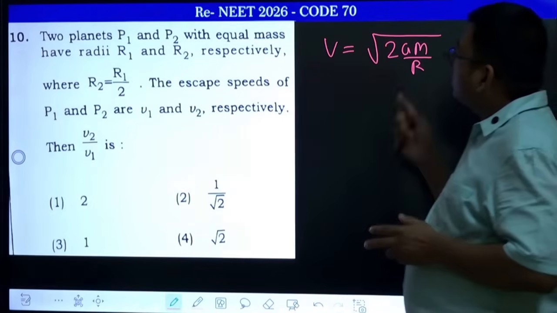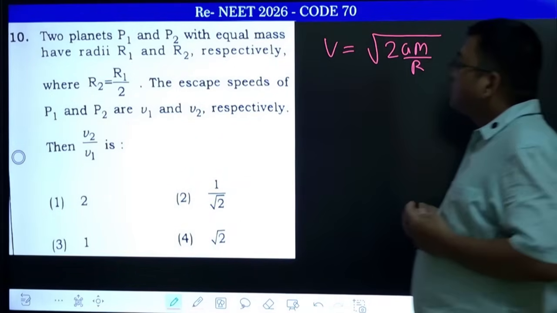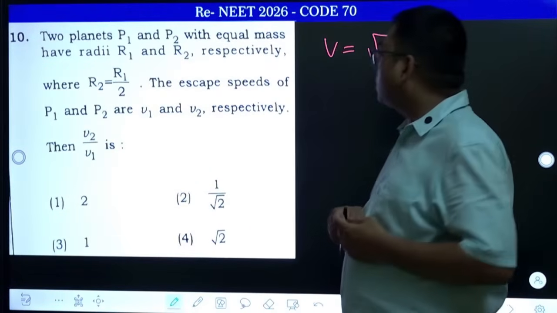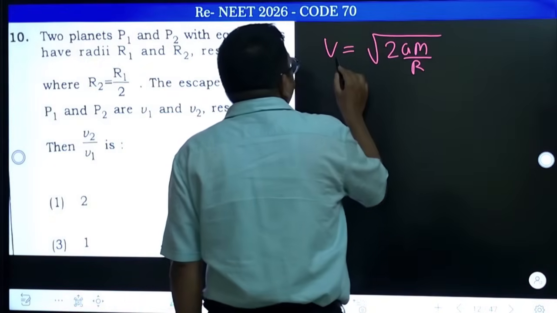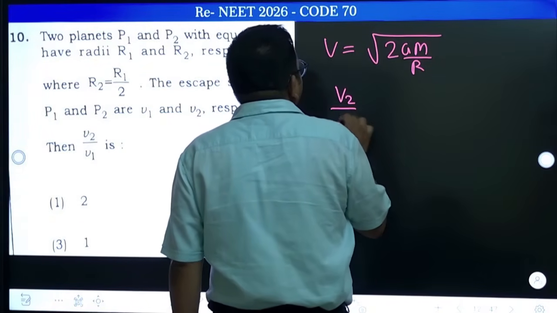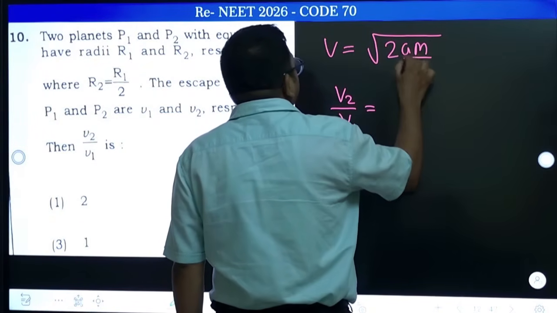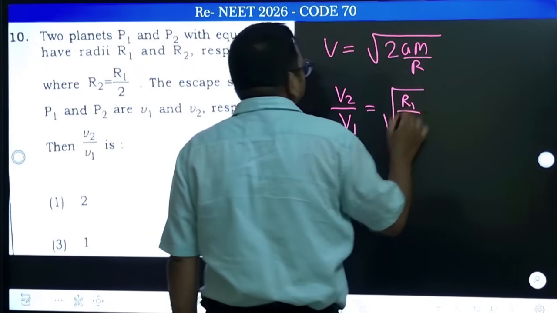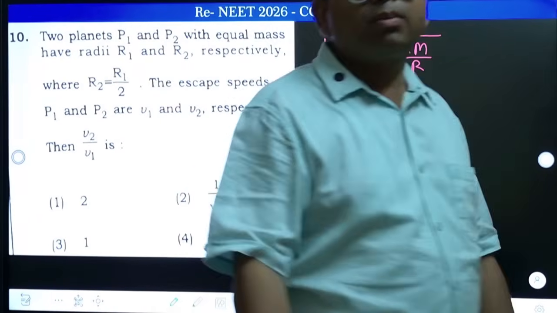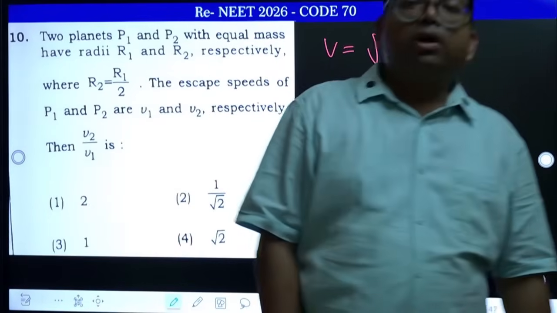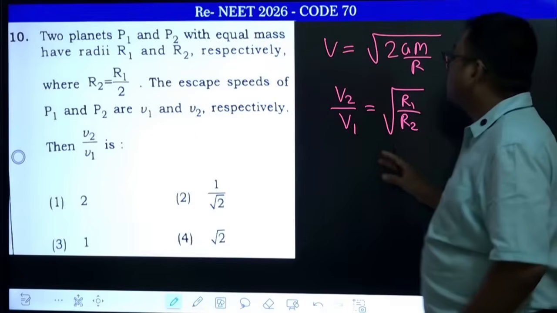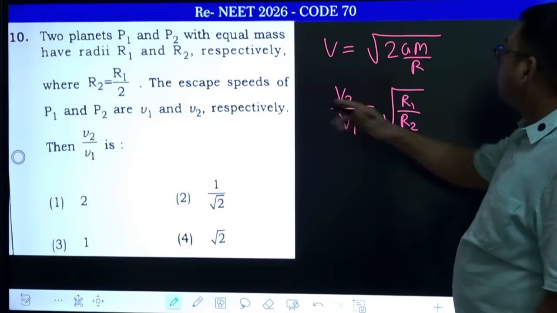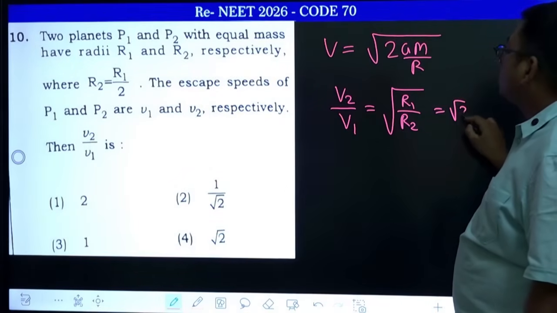Okay, and they have given the escape speeds V1, V2. We have to take the ratio, V2 by V1. So this is V2, this is V1. When you take this, the numerator is constant, so R2 will come here and R1 here. Correct? R2, R1 will be coming here. We want to check what it is. Directly they have given that R1 is 2 times, so that will become root 2.